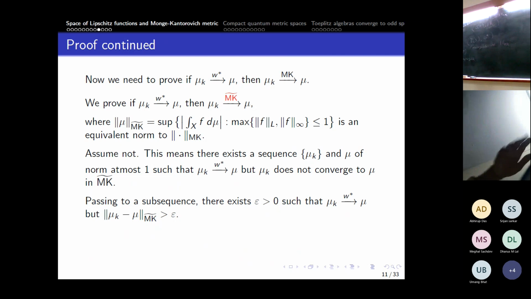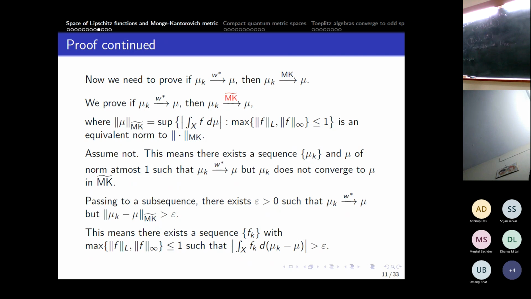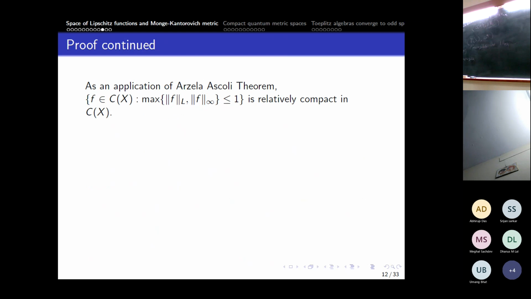Now, using the definition of the norm of mu_k minus mu, which is written above, for every k we can find an f_k such that the integral of f_k d(mu_k minus mu) is greater than epsilon, and the norm of f_k is less than or equal to 1, where it's the modified norm. Basically, the Lipschitz norm and the infinity norm are less than or equal to 1. Okay, now let me come to why I took the maximum of this. The idea is because of Arzelà-Ascoli theorem, this unit ball is relatively compact in C(X). To apply the Arzelà-Ascoli theorem, we have to prove it's equicontinuous and bounded. The equicontinuity comes because the Lipschitz norm is less than or equal to 1, and the boundedness comes because the infinity norm is less than or equal to 1.